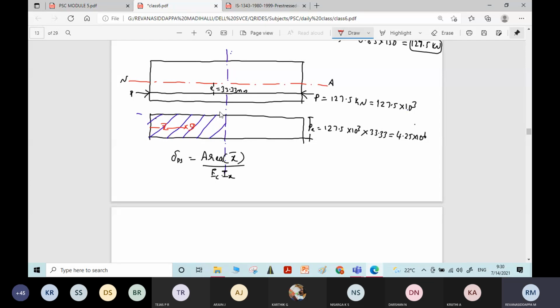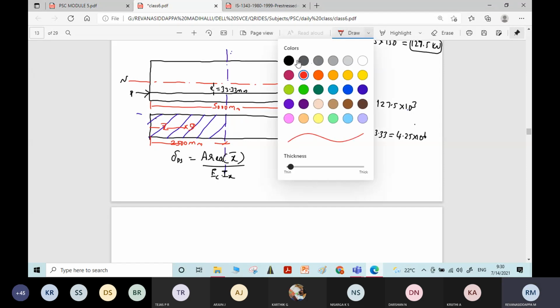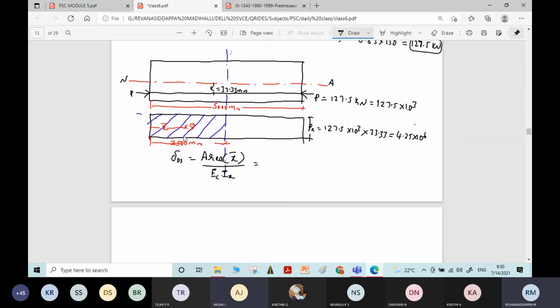See, the total length of the beam is 5000 mm. So half of the length is 2500 mm. Therefore, the X bar will be how much? What is the value of X bar? Area X bar will be 2500 divided by 2, 1250. There is only one area.